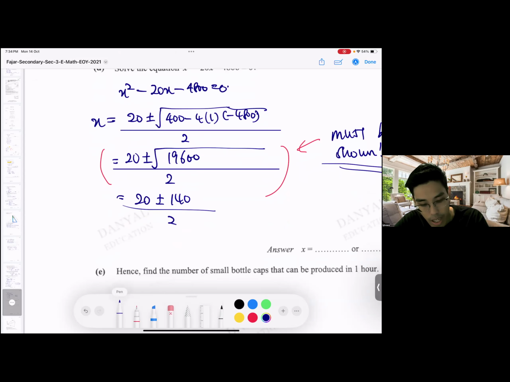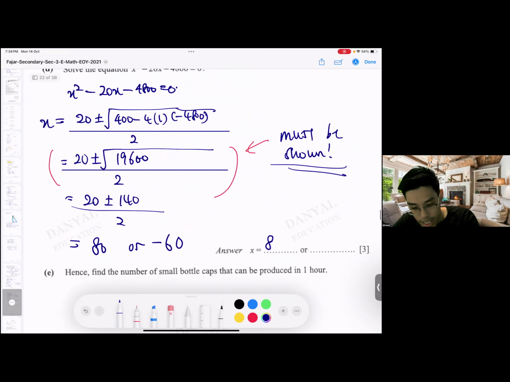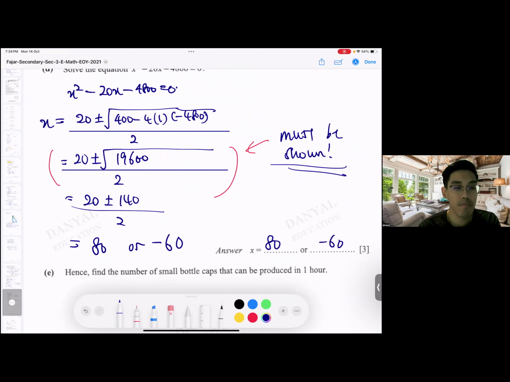So here we will have either 20 plus 140 over 2, which is 80, or 20 minus 140 over 2, which is minus 60. Okay, so it's 80 or minus 60. 140, you want to press the calculator, can lah. I feel a bit waste time lah. Okay, 20 plus 140, 160, 160 by 2.